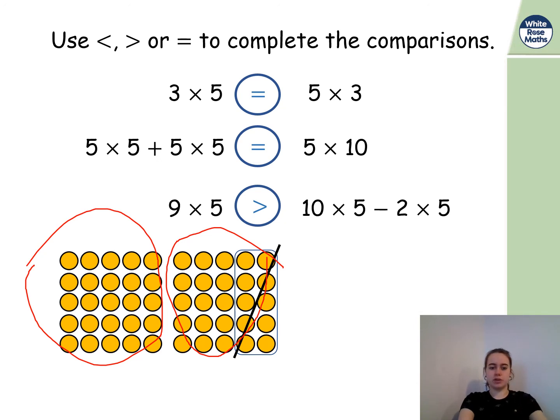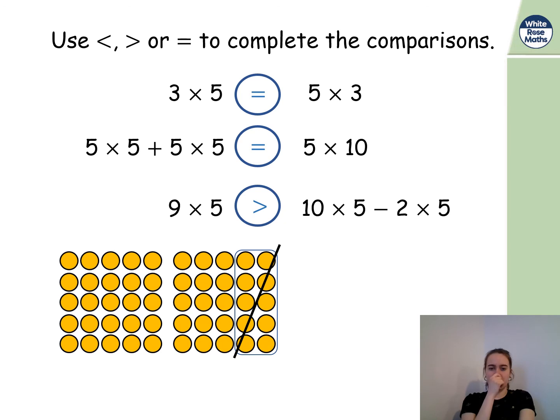Now it's just moved on to show us the last answer, which is 9 multiplied by 5 is greater than 10 multiplied by 5, which is 50, take away 2 multiplied by 5, which is 10. So this is 50. Take away 10. There you go. So don't worry too much if that was complicated, because that has got a little bit trickier.